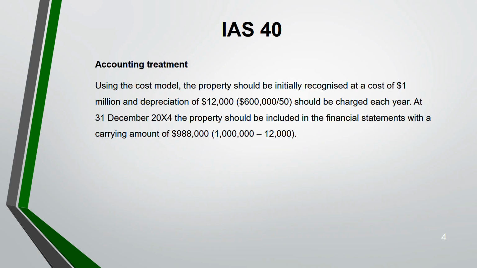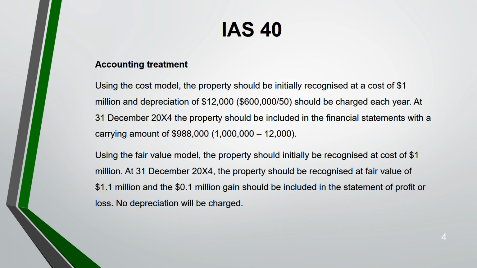Using the cost model. Remember, you have to take the land out because we do not depreciate land. So the total 1 million, you have to take the land out, which is 400. So the cost of the property is only 600,000, which you will divide over 50 years. Your depreciation will be 12,000. Okay. So that 12,000 you will deduct from 1 million and get the carrying amount in the statement of financial position 988,000.